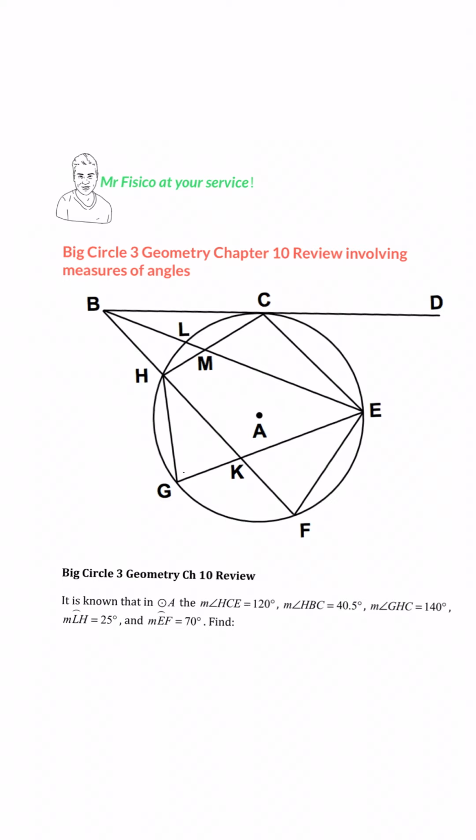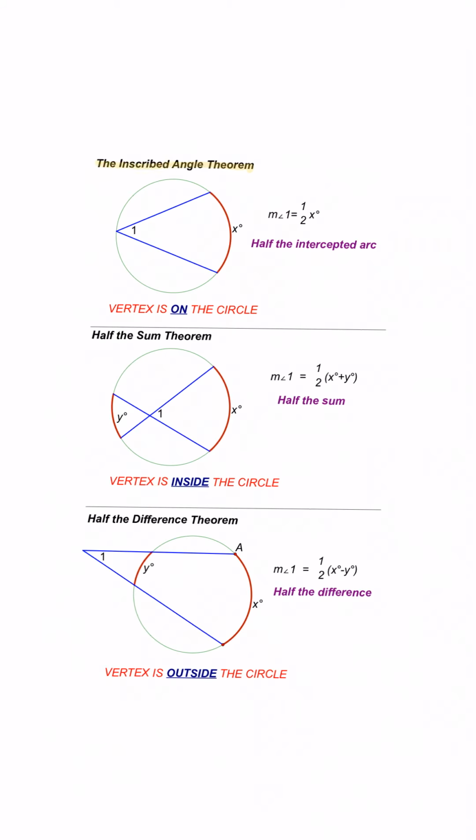Thank you. But before we proceed, it is better that we review one more time the three important theorems that are so useful in solving this kind of problems. The inscribed angle theorem, which states that the measure of an inscribed angle is equal to half the intercepted arc. Hence, measurement of angle 1 is equal to 1/2 x degrees.